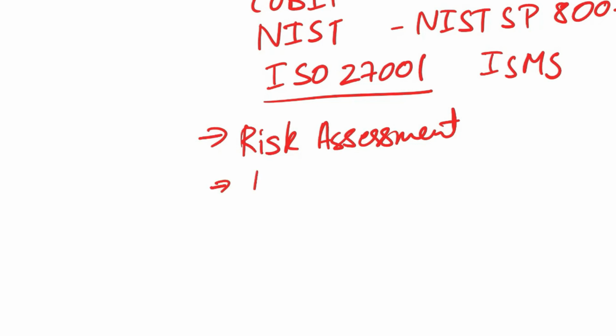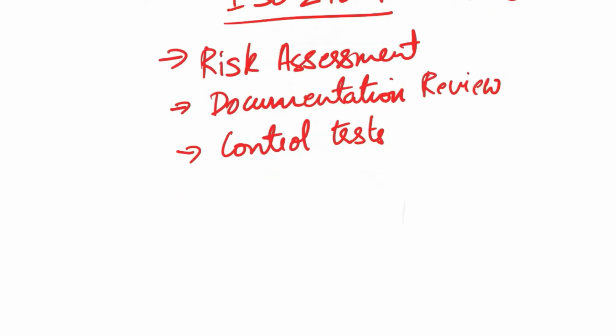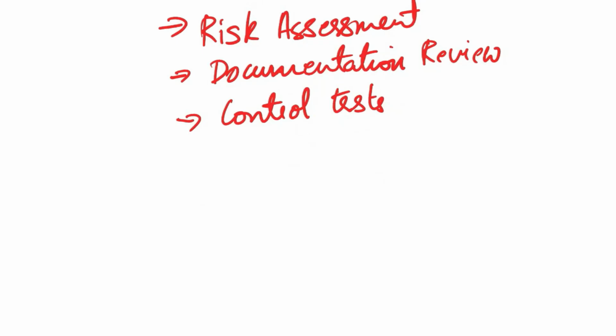Next one is control documentation review. Review the documentation related to IT controls, including policies, procedures, guidelines, and configuration settings. These documents serve as the basis for control testing. Next is control tests. Depending on the type of IT control, auditors may use various testing methods. Let's see some of them.